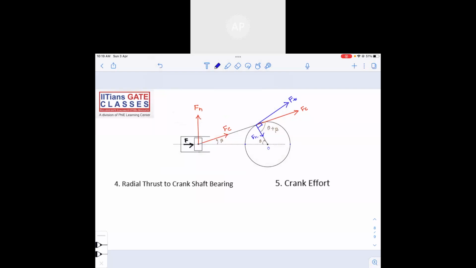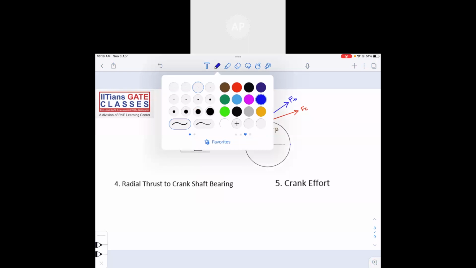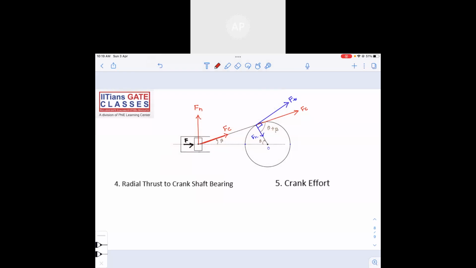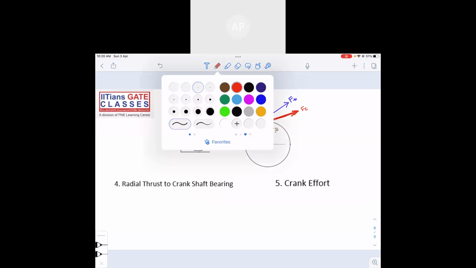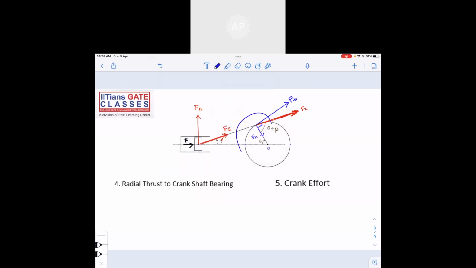Now, the radial thrust to the crank bearing. This is the force which is transmitted along Fc. Now this Fc component, if you come to the crank end, again Fc can be resolved into two parts, Ft and Fr.